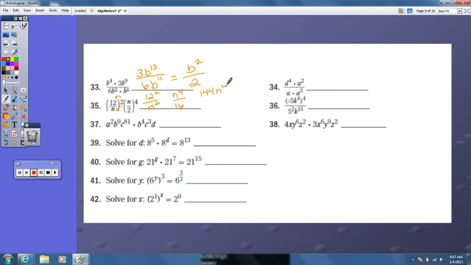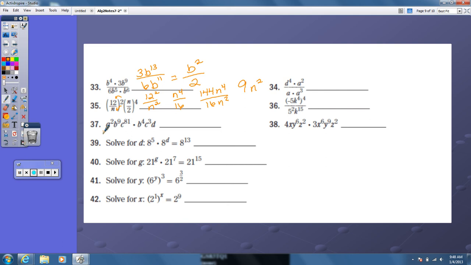n to the 4th, 16n squared. n to the 4th and n squared cancel, leaving me with n squared on top. I don't know what 144 over 16 is. It says I'm left with 9n squared.